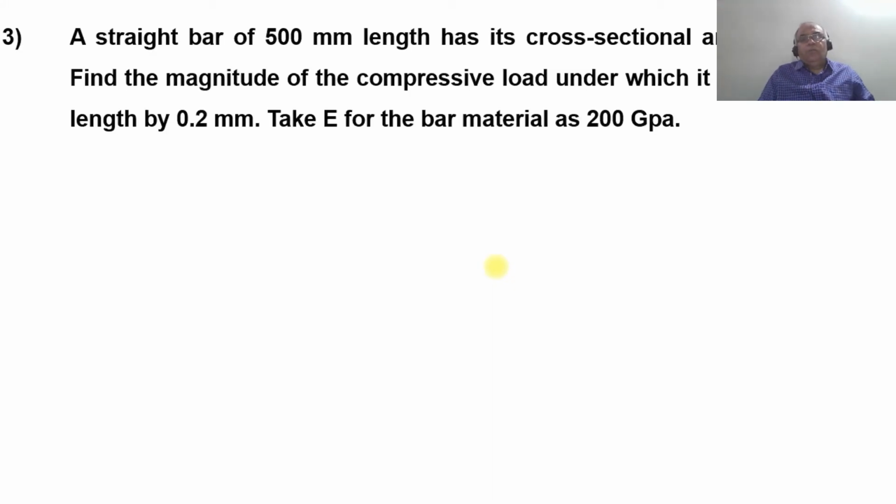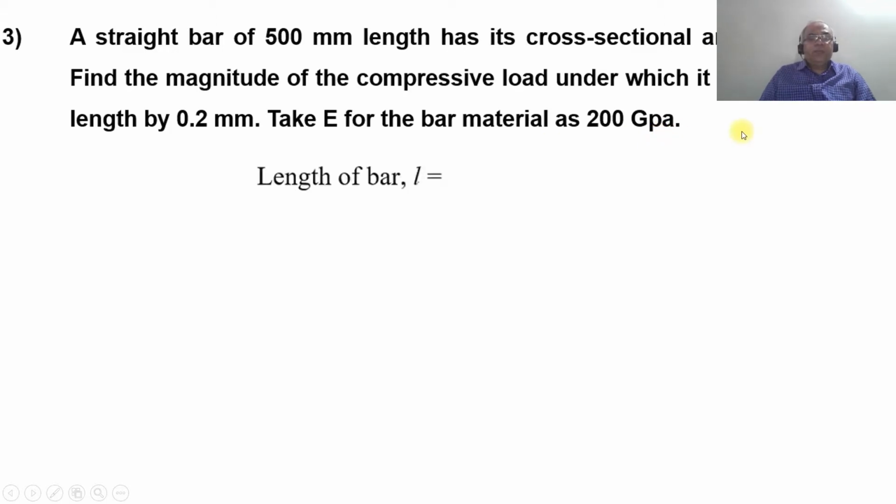Now, in this video, we're going to take up one more problem on the shortening or the length of the bar. The problem reads as: a straight bar of 500 mm length has its cross-sectional area of 500 mm square. Find the magnitude of the compressive load under which it will decrease its length by 0.2 mm. Take E for the bar material as 200 GPa.